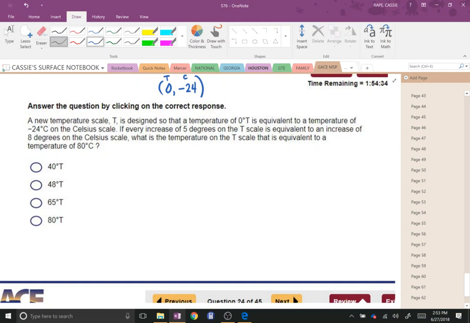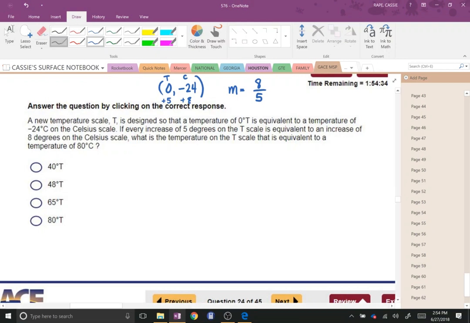And then it says if you increase 5 degrees on the T scale, then what you have done is increased 8 degrees on the C scale, plus 8, correct? All right, so that means your slope, which is the Y increase over the X increase, would be 8/5. Looking at this, I've got my y-intercept right there, (0, negative 24), so I know that b is negative 24.